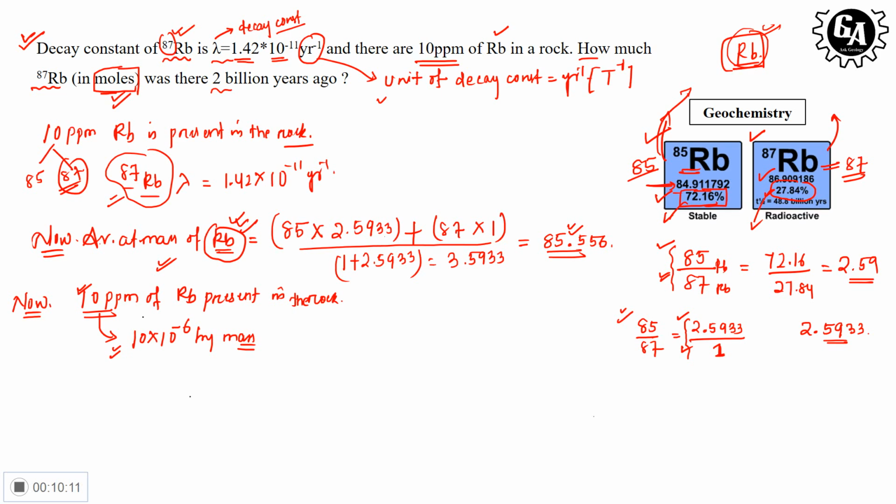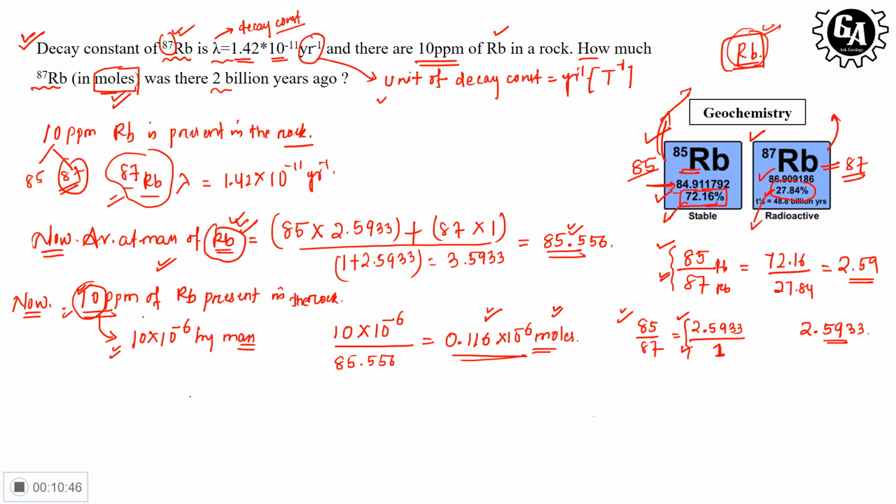So how much does this mass represent in moles? This will be equal to 10 into 10 to the power minus 6 divided by 85.556, which is equal to 0.116 into 10 to the power minus 6 moles. So this 10 ppm of rubidium is 0.116 into 10 to the power minus 6 moles of rubidium, which is present in the rock at present time.